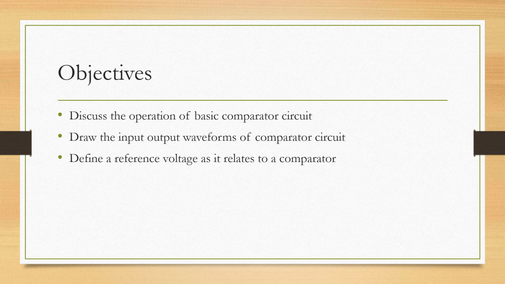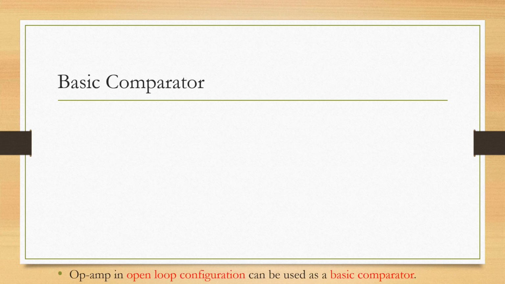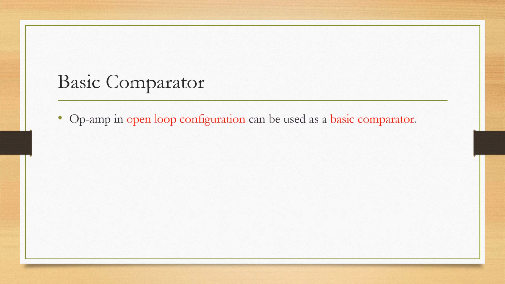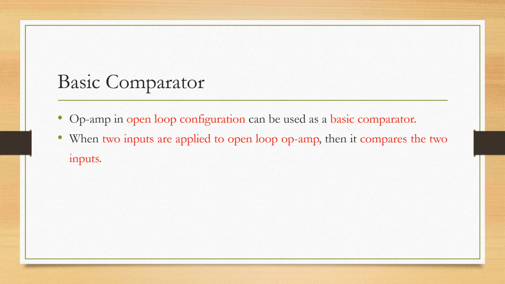Seeing the objectives of this particular topic, the comparator, we will be discussing the operation of a basic comparator circuit, drawing the input-output waveforms of the comparator circuit, and defining a reference voltage as it relates to a comparator. First of all, we will see what a basic comparator is. The op-amp in an open-loop configuration can be used as a basic comparator. When two inputs are applied to the open-loop configuration of an op-amp, it compares the two inputs.